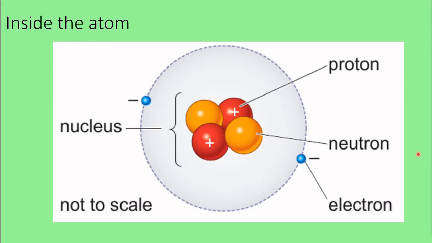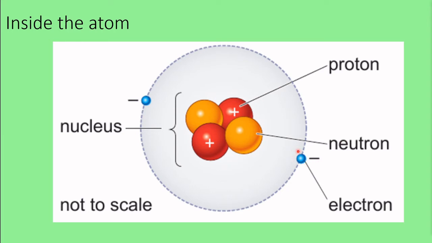Okay, let's now have a look at the parts of the atom, their masses and their charges. The nucleus of the atom is made up of protons and neutrons. Protons are positively charged: P for proton, positive. They have a charge of +1 and a relative mass of 1. The neutron: neutron, neutral charge. They have no charge.